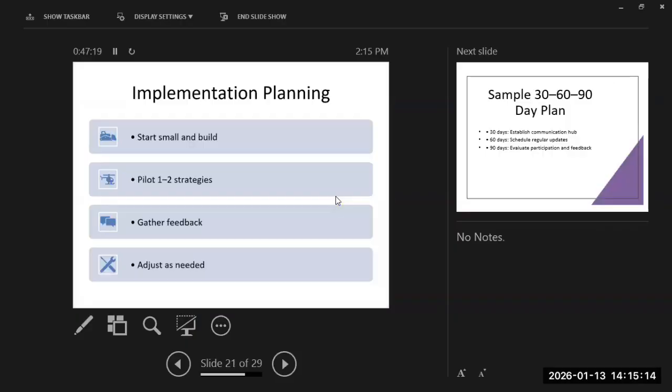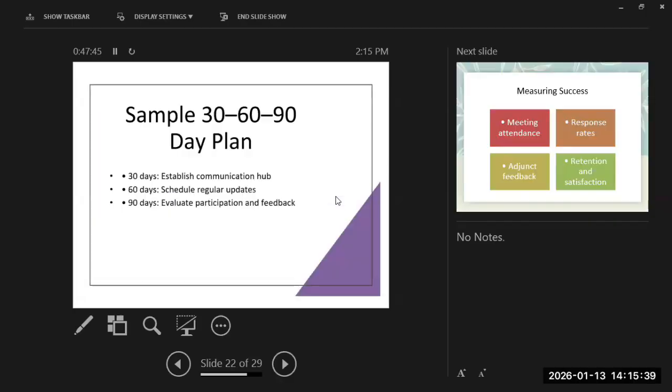Right. All right, so implementation and planning. Of course, start very small and then build off of that. And then the strategies that Kelly went over, definitely pilot the first two, which the first one was communication hubs, weekly, bi-weekly communication. Of course, gather feedback and then adjust according to that feedback. And also use the sample 30, 60, 90-day plan. Within 30 days, you should establish your communication hub. At 60 days, schedule regular updates, and then at 90, evaluate.